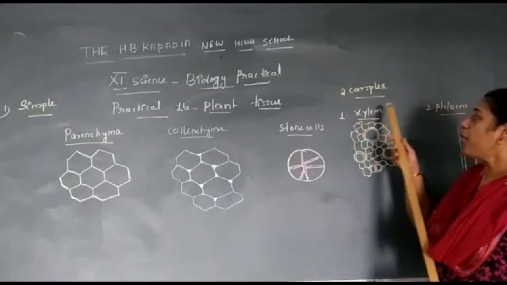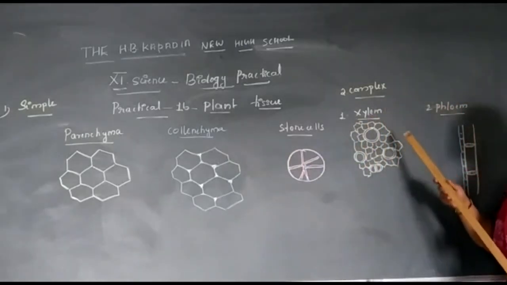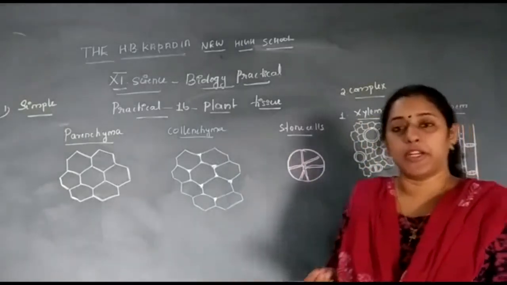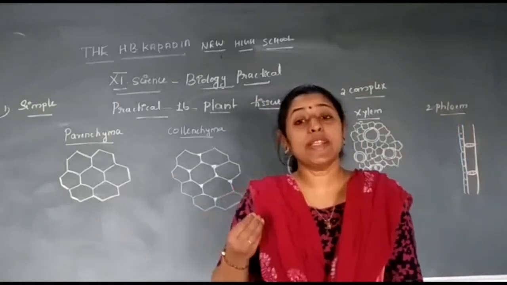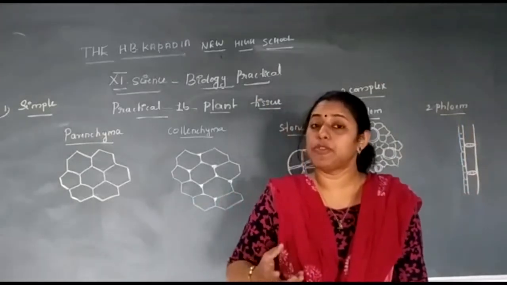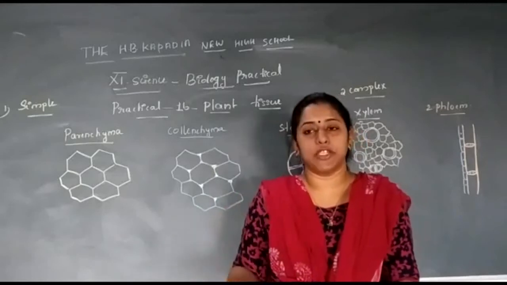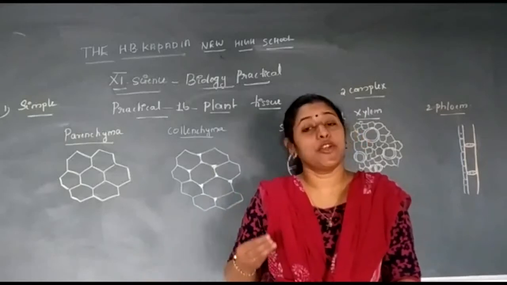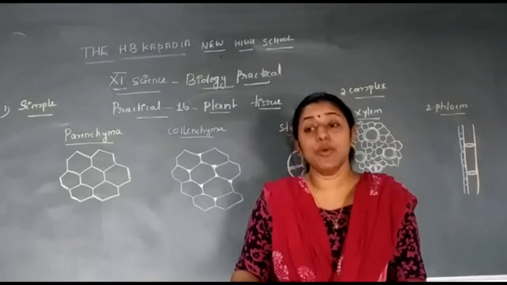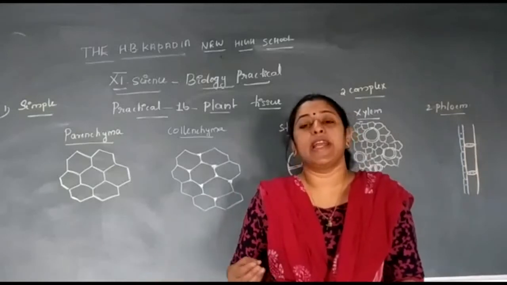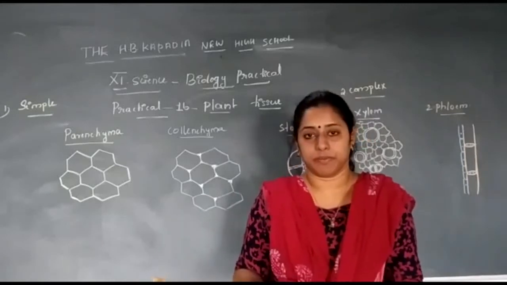Now when you go to complex permanent tissue, what is the meaning of complex permanent tissue? If a tissue is made up of different types of cells, then it is called complex permanent tissue. Mainly there are two types of complex permanent tissue. One is called xylem and another one is called phloem.